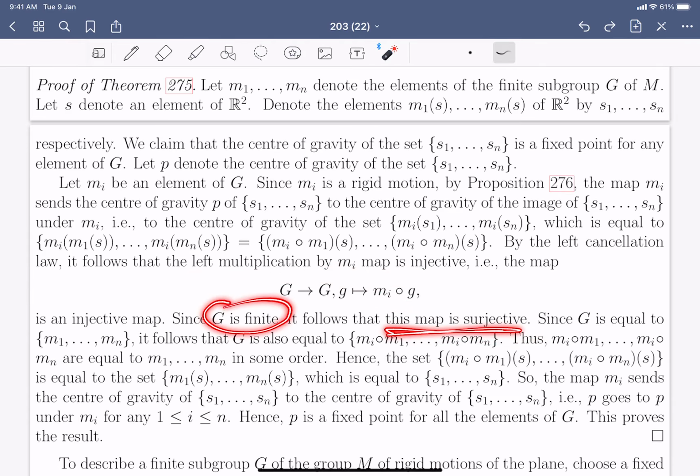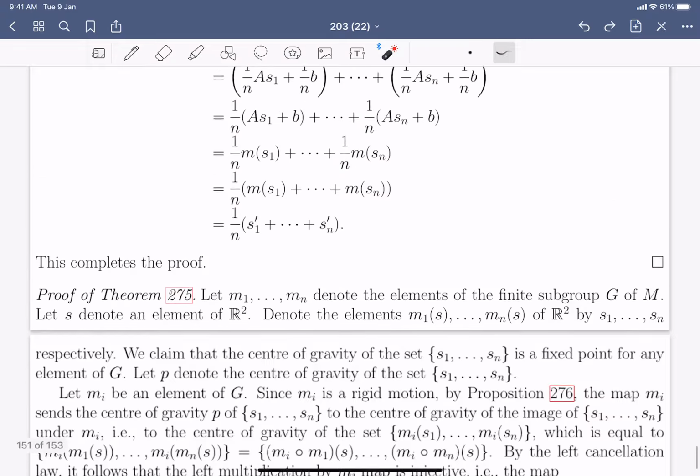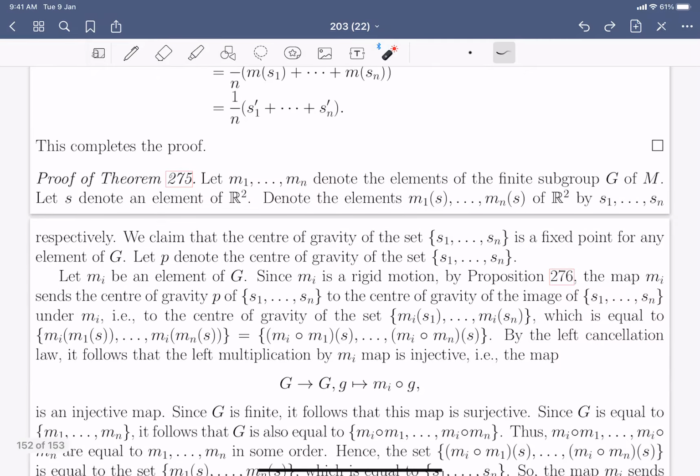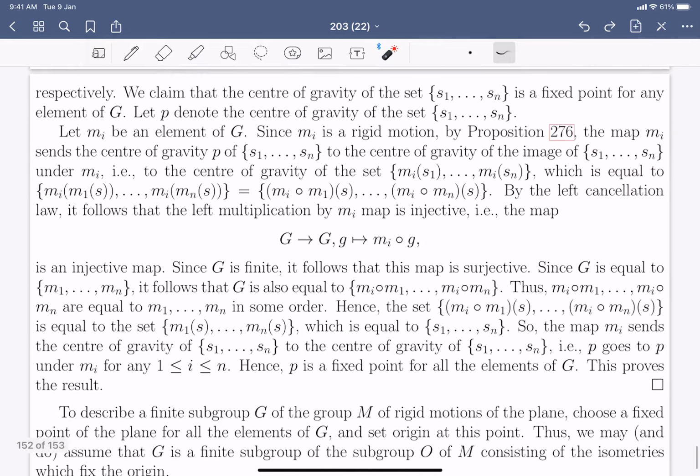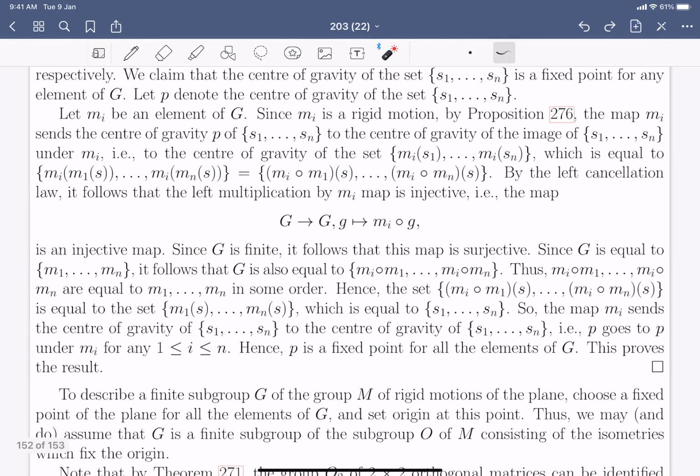Surjectivity is clear from the fact that the group G that we are discussing is finite. We have started with a finite subgroup G of the group M. Great. So it follows that the center of gravity P of S1 up to Sn is sent to P itself by any element mi of G.